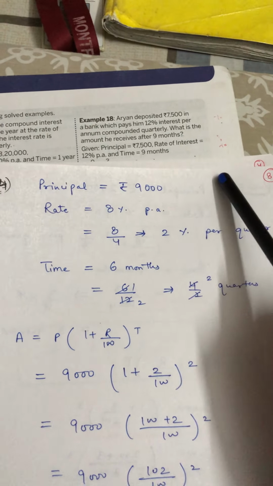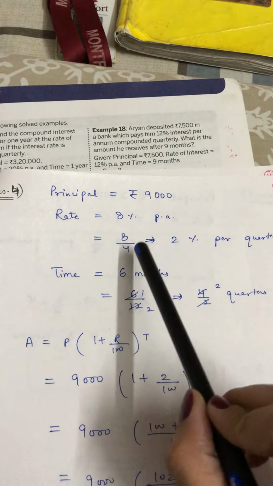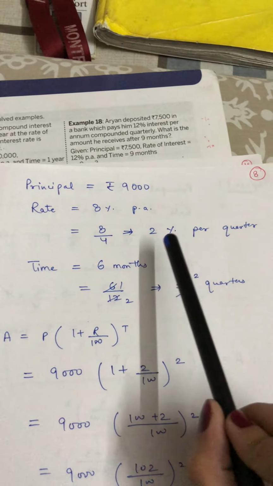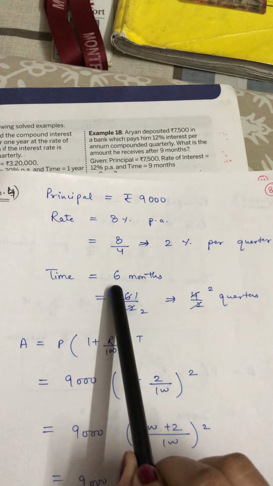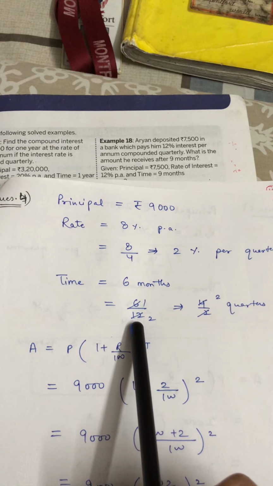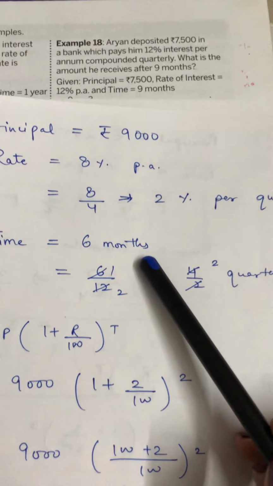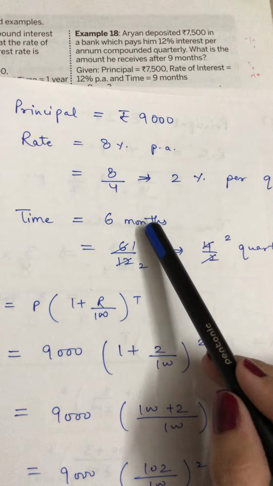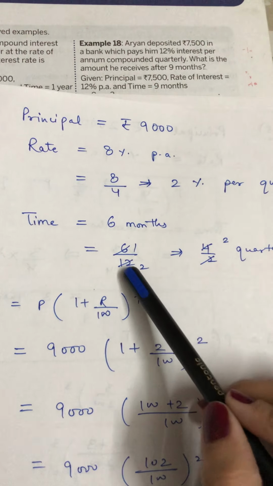Time is given to you in months. So principal will be as it is. Rate you divide by 4. After cancelling, it is equal to 2%. Time is 6 months. So first of all, divide by 12, because whenever the time is given to you in months, always divide by 12. It is equal to 1 by 2.